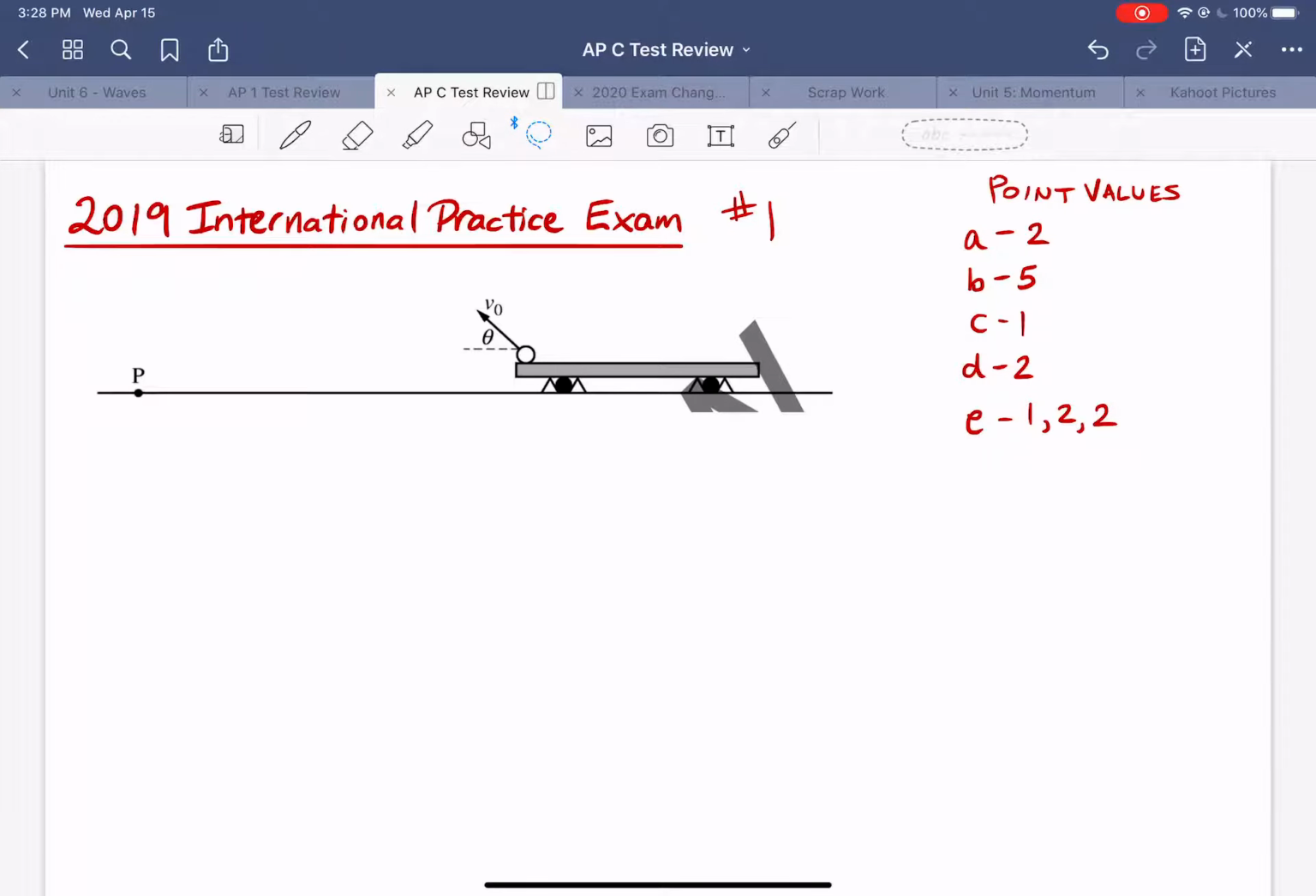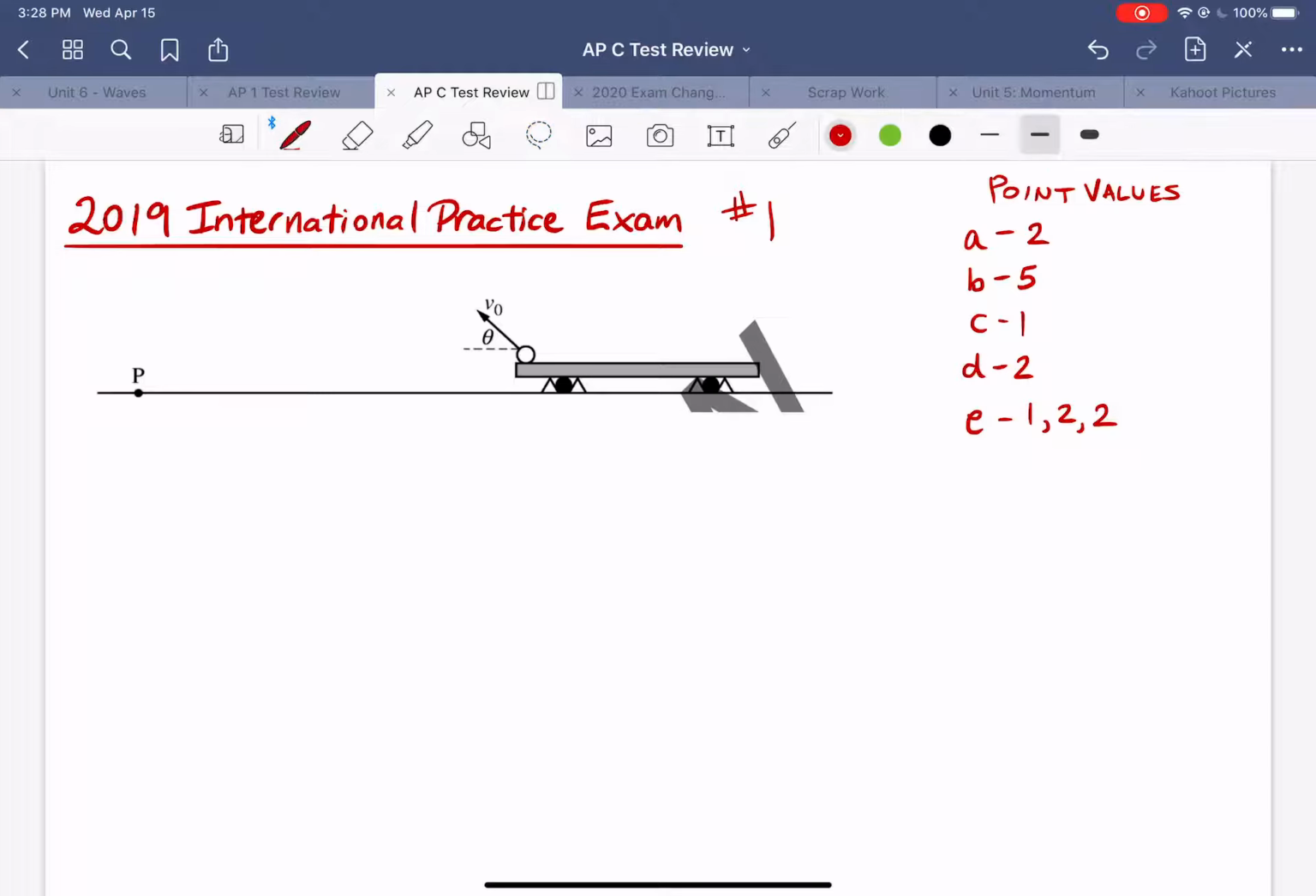Hey everyone. In this video, I'm going to start going over the solutions to the 2019 International Practice Exam. I'm actually going to split these problems up into their own videos so that I can keep the length down. So in this video, I'm just going to be going over the first question. The first question has 5 parts. The point values are all listed over to the side here.